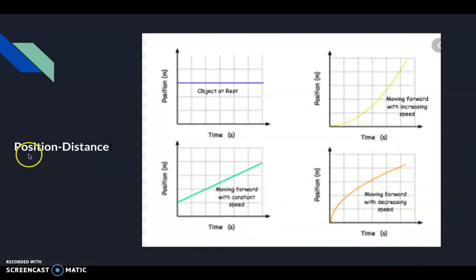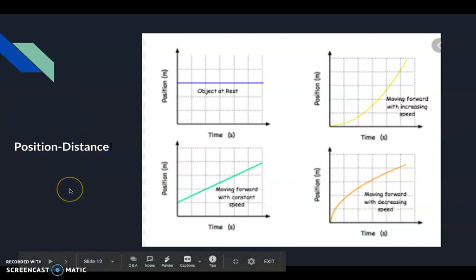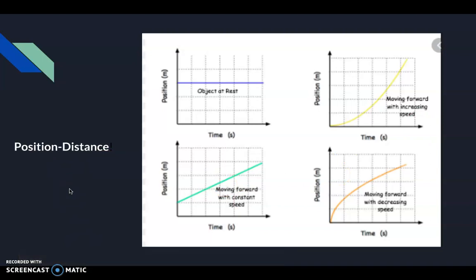If you see position, it means the same thing as distance, all right? And so what these four graphs are essentially telling us is how much distance is this object covering over time. When you see no slope like this, it tells us that the object is at rest. Essentially, no distance is being gained as time goes on.